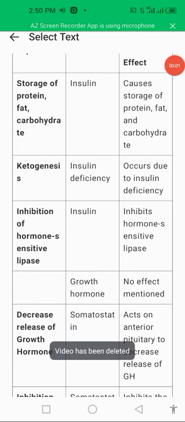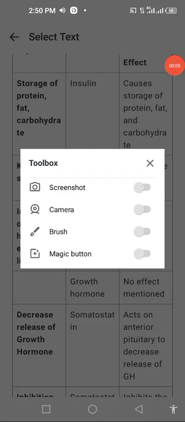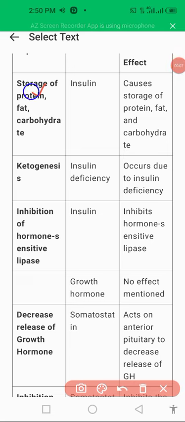Now we are going to look at some of the most important clinical findings related to different diseases and the high yield points. Storage of protein, fat, and carbohydrate. Which hormone has this function? That hormone is insulin. Insulin has a function of storage of protein, carbohydrate, and other organic and inorganic compounds like fat, protein, carbohydrates.